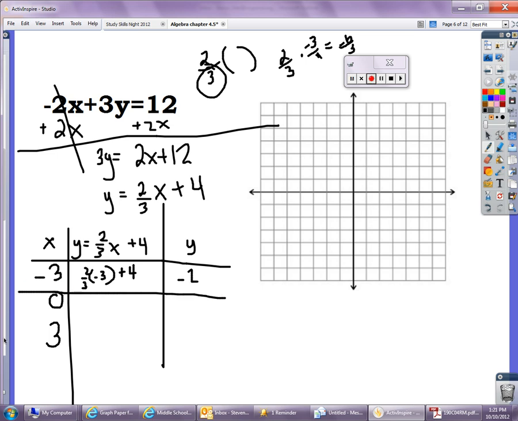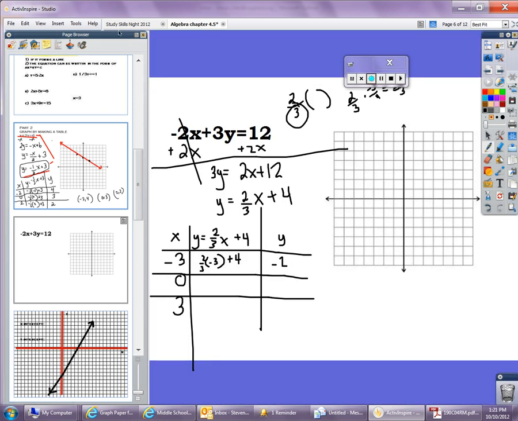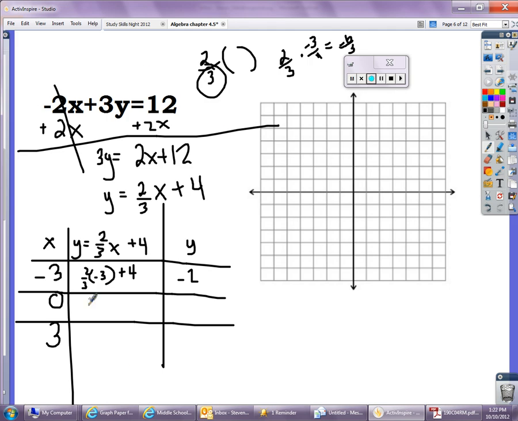0, again, is a lot easier, because 2/3 times 0 is 0. And 0 plus 4 is 4. So far I have 2 points. Now again, you really only need 2 points to draw a line, but I'm just going to do a third point so I make sure I didn't make a mistake on the first 2. Because if I get 2 points like this and a third point like this, that means somewhere I made a mistake, because all 3 points should be on the same line.